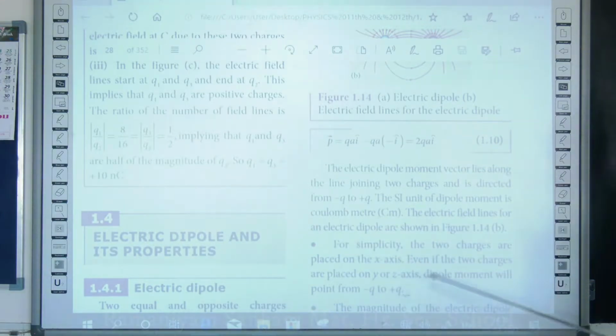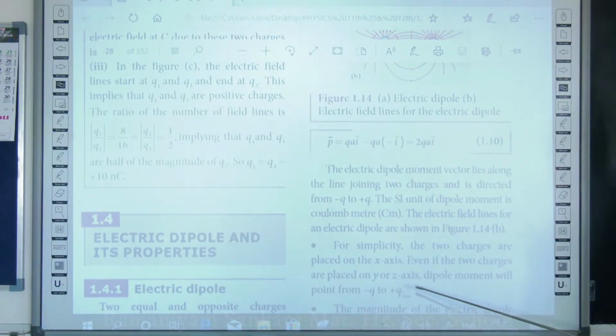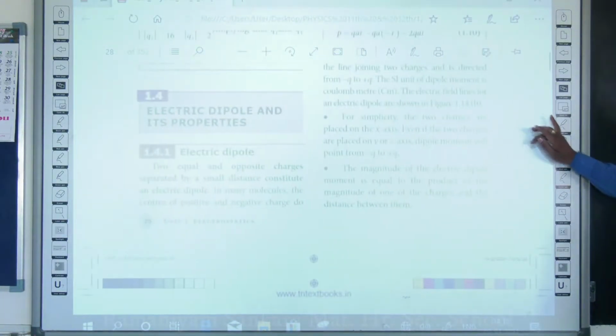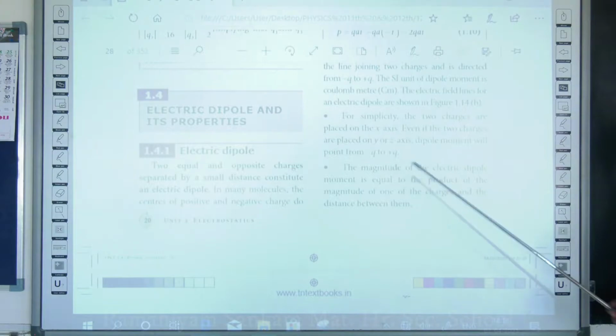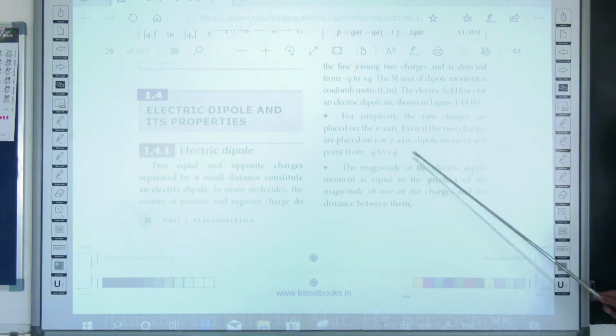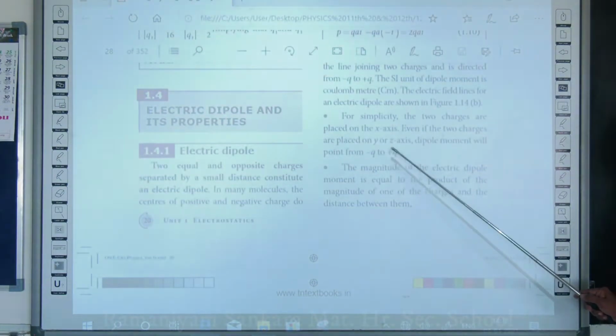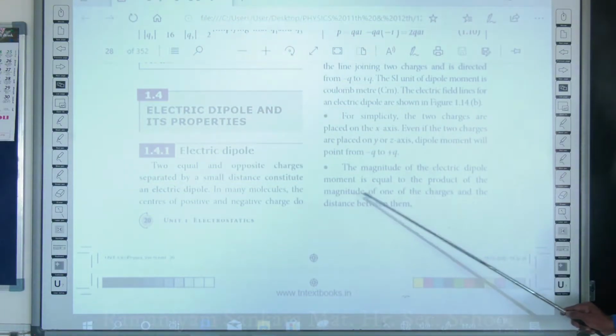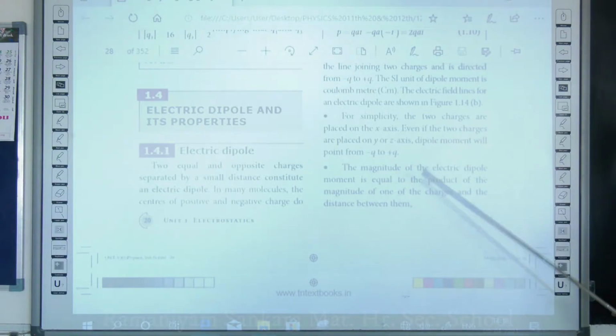That's the negative axis. Even if the two charges are placed on the y and z axis, the dipole moment will be the same, from minus q to plus q. So always remember, the direction of the dipole moment is from minus q to plus q. Then, the magnitude of the electric dipole moment, this is a 2-mark question. Magnitude means value. How to measure it? The electric dipole moment is equal to the product of the magnitude of one of the charges, that is q, either plus q or minus q, and the distance between them, that is 2a. We have to multiply for doing the problem.